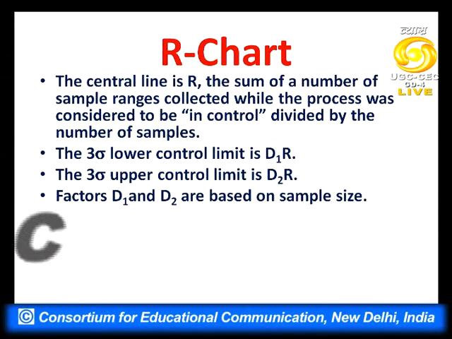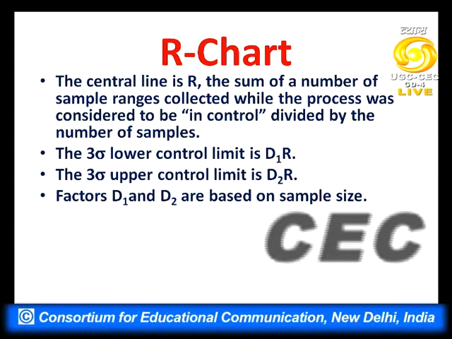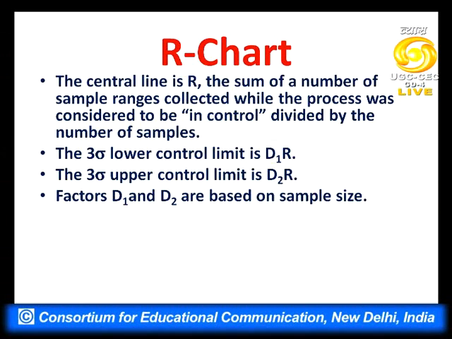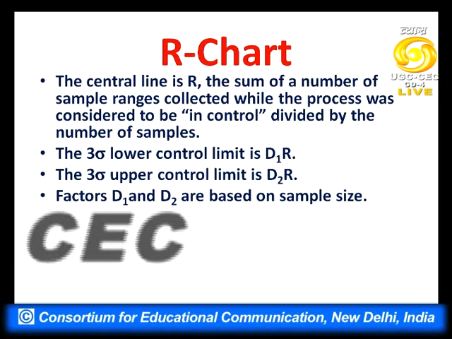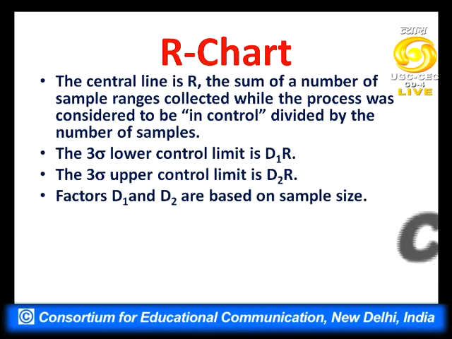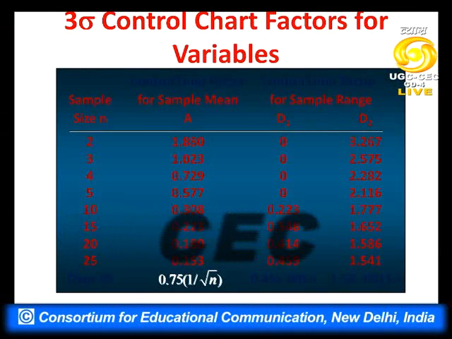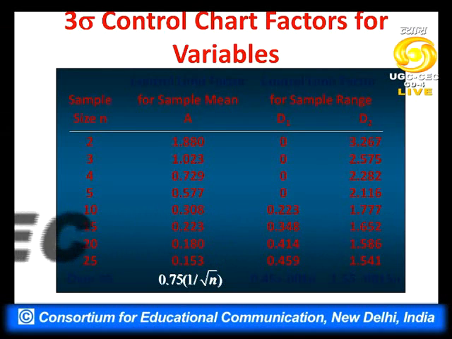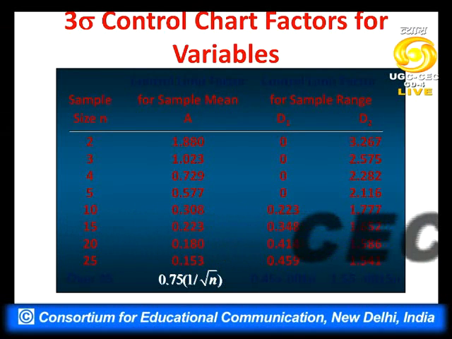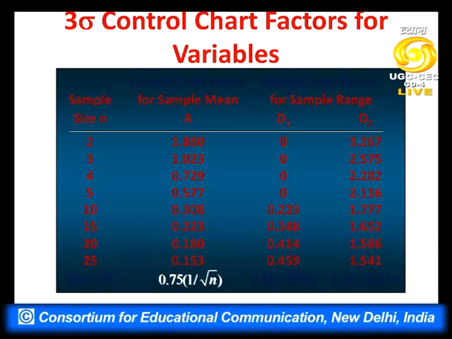Similarly, for the R chart, the 3 sigma lower control limit is D1 R. D1 is again a constant, the 3 sigma upper control limit is D2 R. Factors D1 and D2 are based on sample size. This shows the table from which we get the values of A, D1 and D2. The first column shows the sample size, the next column gives A values for the sample mean, and for sample range D1 and D2 values are given. From this table, depending upon the sample size, we get the values of A, D1 and D2.